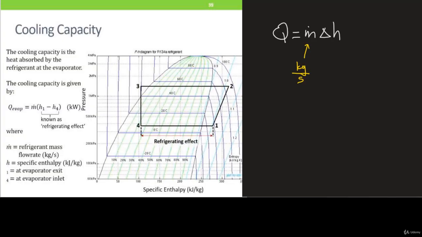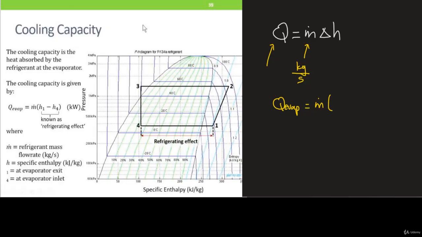How about Q and delta H? Q, as we know, is the amount of heat, either rejected or absorbed, and delta H is the change in enthalpy. So if we are looking at cooling capacity, we write a subscript: Q evap is equal to the same thing, m dot delta H, but the delta H is between point 1 and point 4.